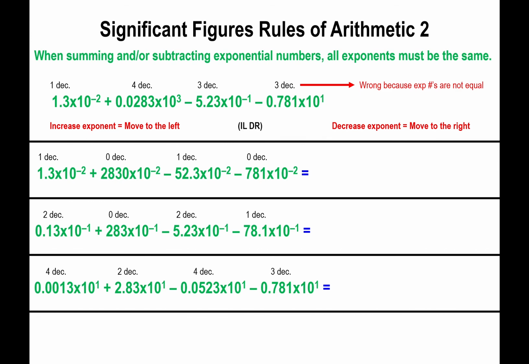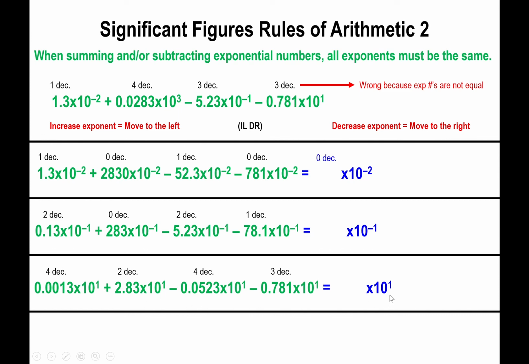Alright, if you carry out the actual calculations, here it's actually a little simpler than you might think. Since all the exponents are the same, you could simply say 1.3 plus 2830 minus 52.3 minus 781. And whatever answer you get, all you have to do is multiply that by 10 to the -2. Same idea here. Whatever answer you get upon adding the numbers in front of the exponent, multiply by 10 to the -1. And whatever answer you get here, multiply by 10 to the first.